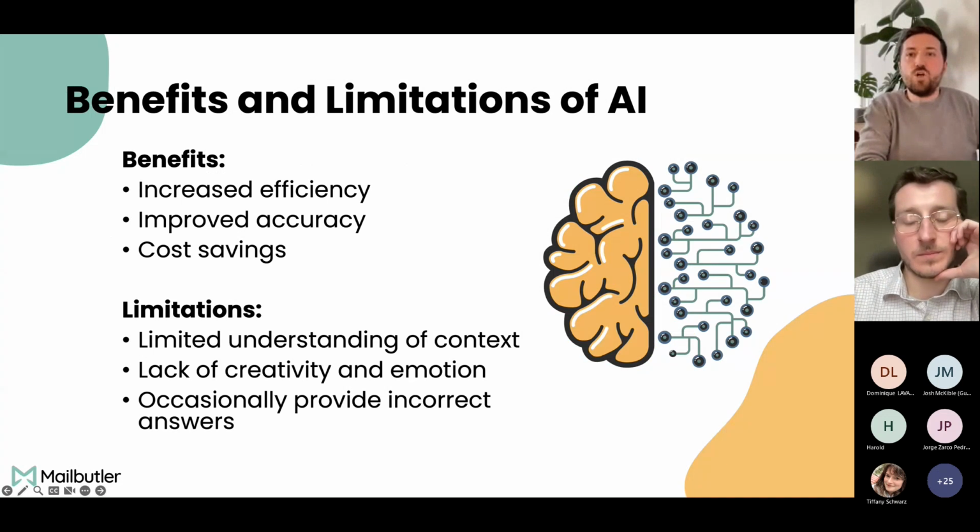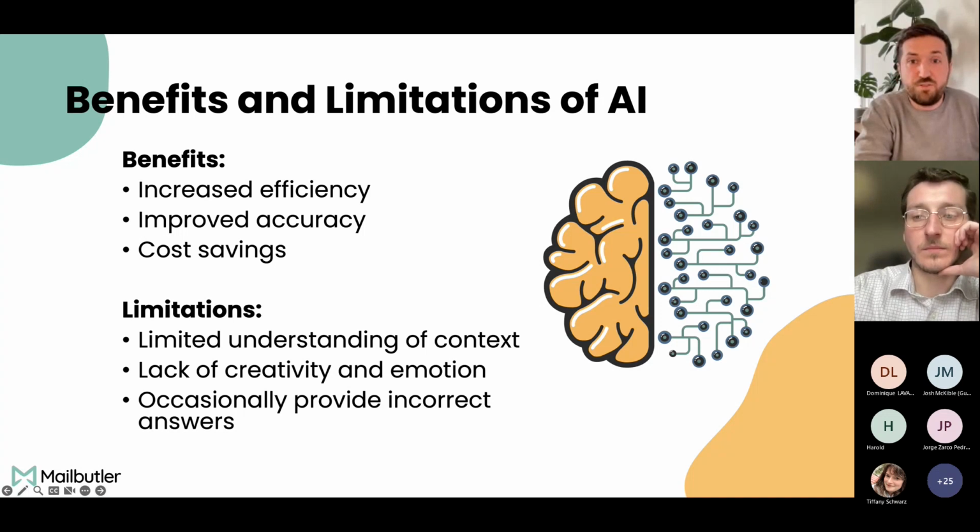Next, let's quickly talk about the benefits and limitations of AI. There are so many different benefits of AI, and there will be more and more in the near future because the development of AI is so fast at the moment. In general, you can say that AI is increasing your efficiency by saving a lot of time, also improving your accuracy, and saving your costs by automating processes.